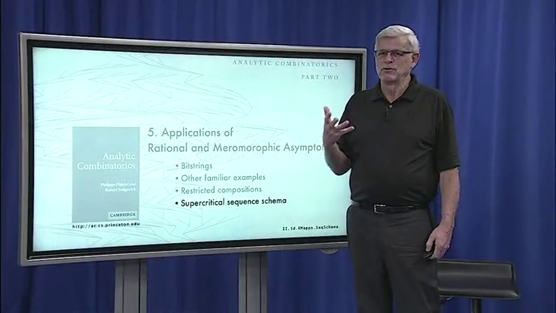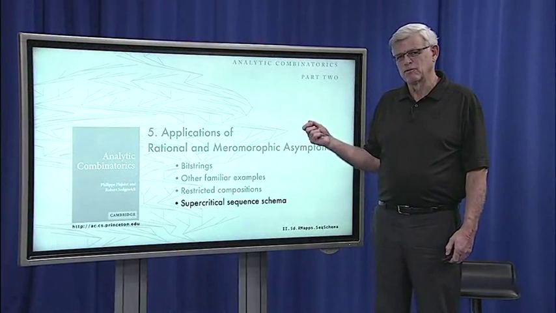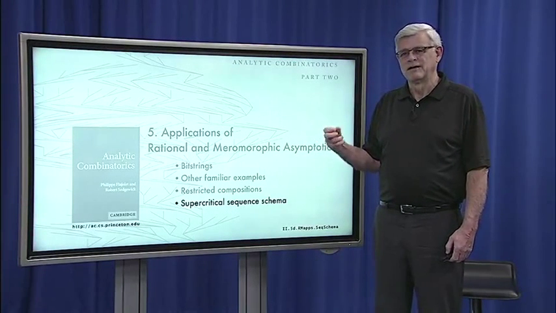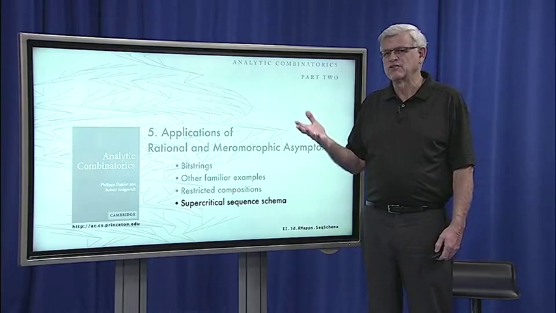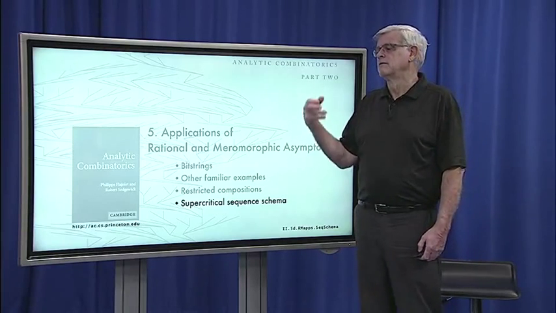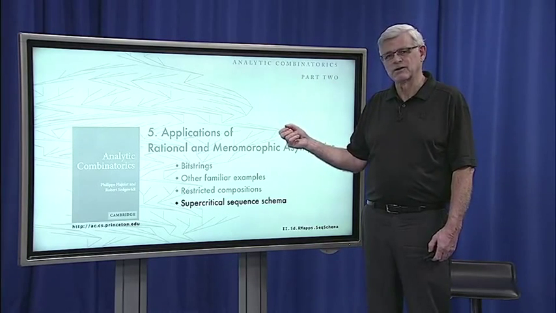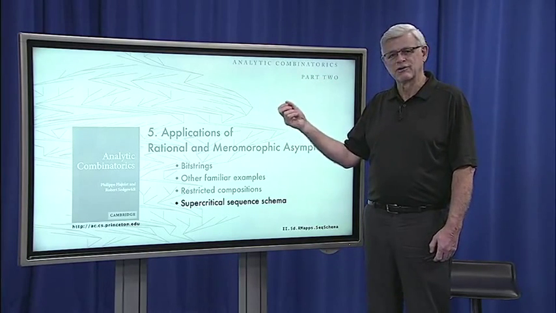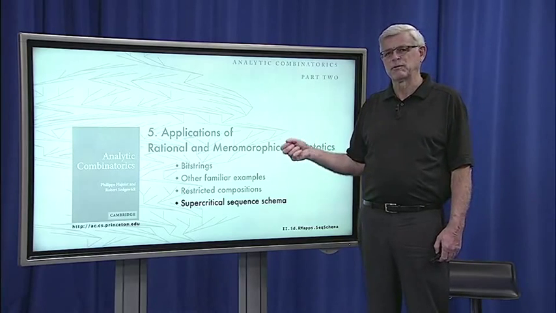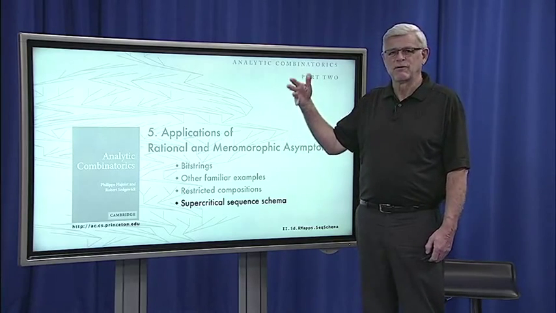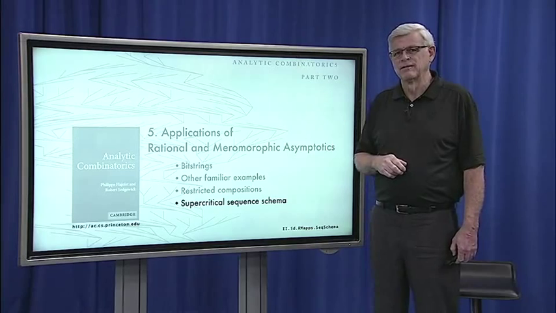By now, I think most of you are convinced that the meromorphic transfer theorem provides a really pretty simple turn-the-crank method for doing the last part of analytic combinatorics, giving us analytic transfer right to asymptotic estimate of coefficients for a big variety of combinatorial classes.